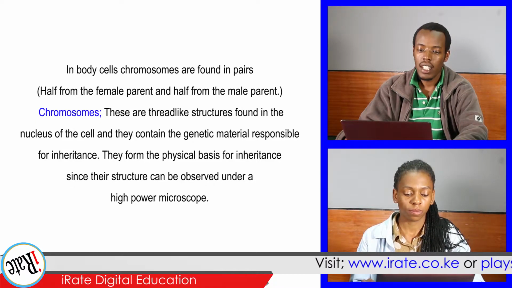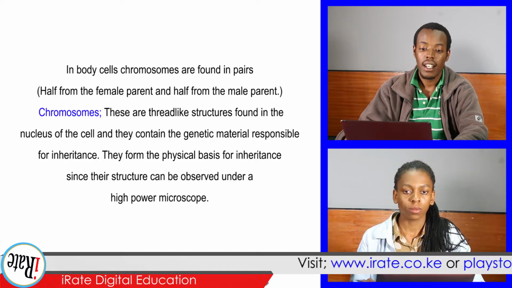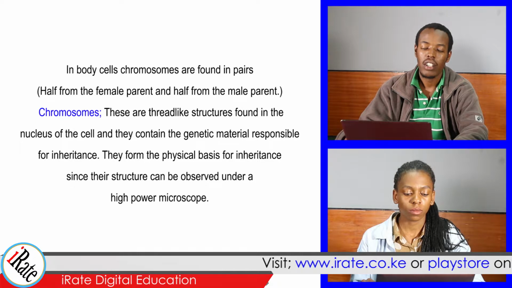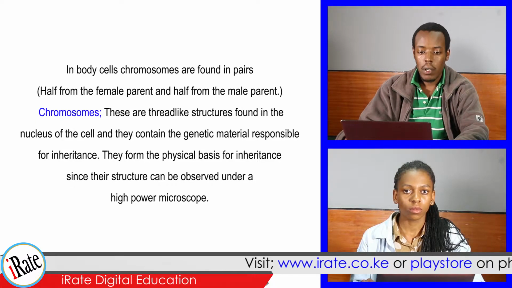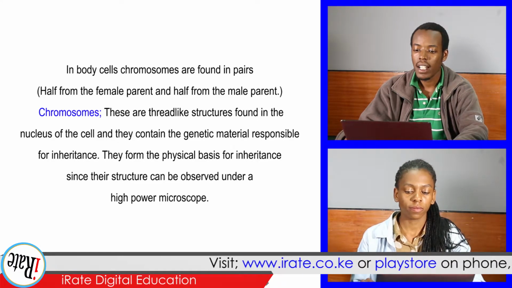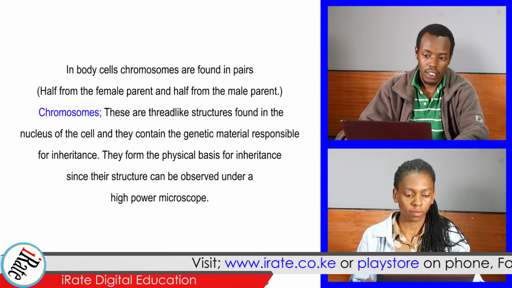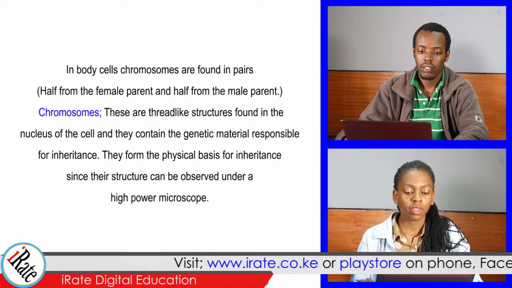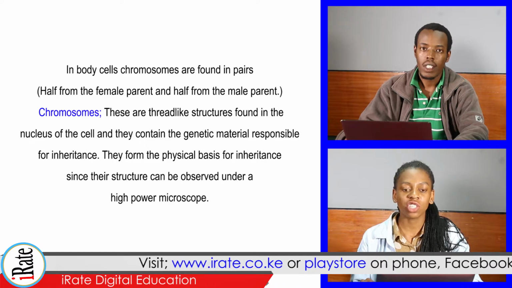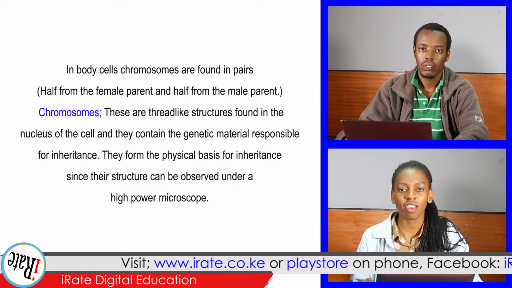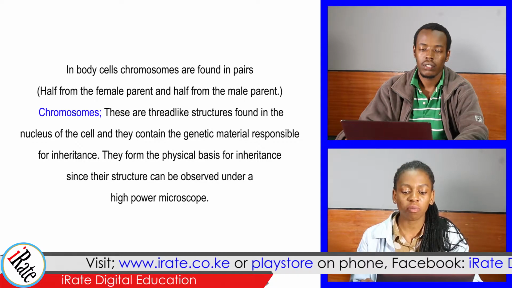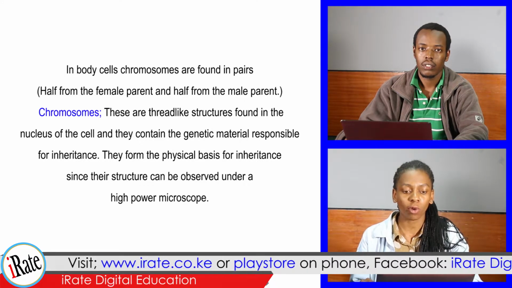traits from the parents to the offsprings. The cell with the cell nucleus is the observable genetic material known as the chromosomes. In body cells, chromosomes are found in pairs, that is, half from the female parent and half from the male parent. Chromosomes are thread-like structures found in the nucleus of the cell, and they contain the genetic material responsible for inheritance. They form the physical basis of inheritance since their structure can be observed under a high-power microscope.